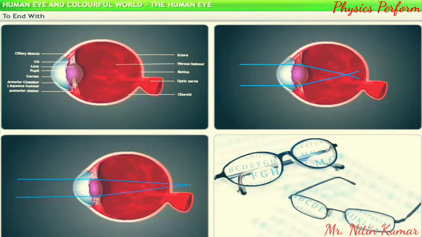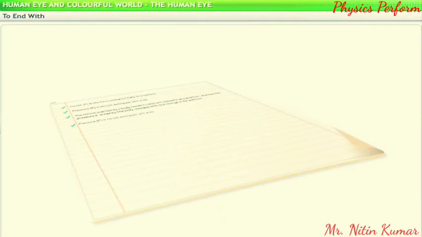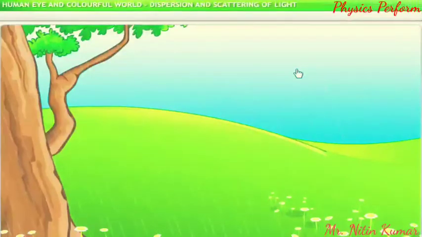This brings us to the end of this lesson on the human eye. In this lesson, you have learned about structure and working of a human eye, defects of vision and their correction, and power of lenses. To revisit the key points covered in this lesson, please review the flashcard at the end of this lesson.